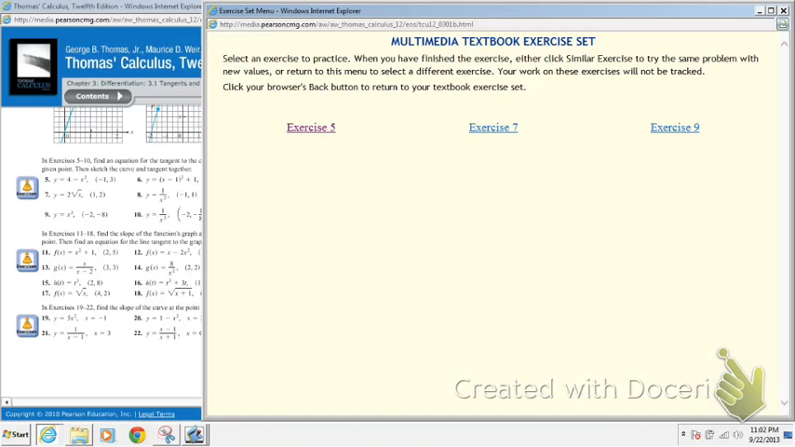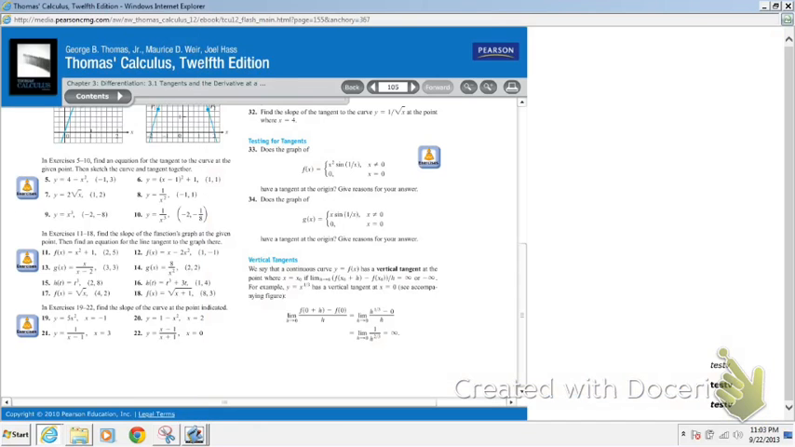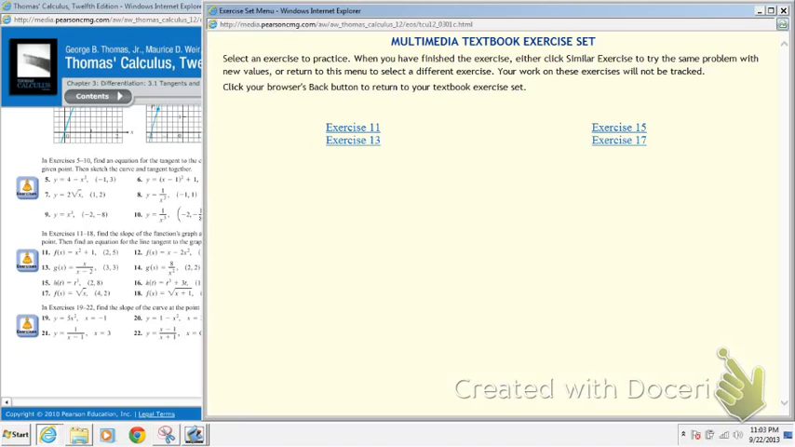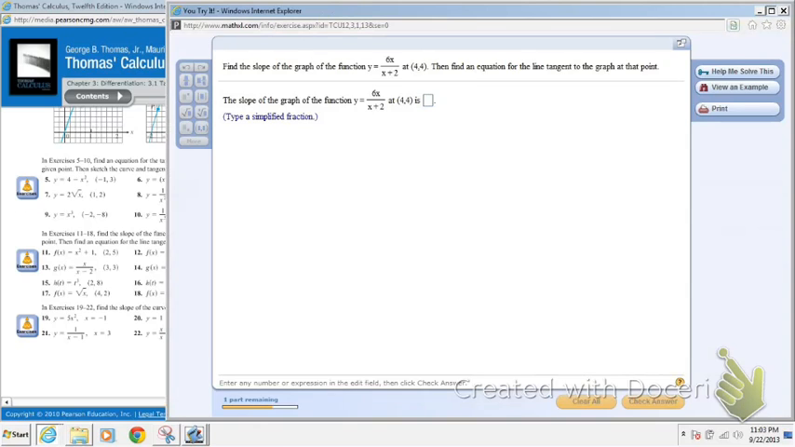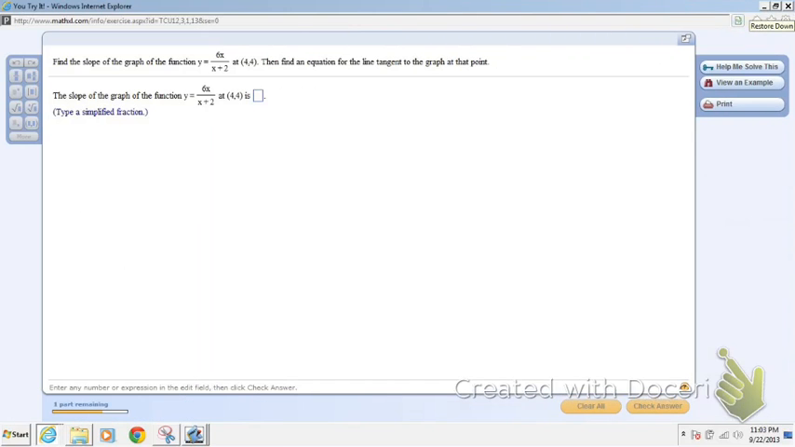Now we want to try the next one on the checklist, which was number 13. Let's see if I can grab that one. This says find the slope of the graph of the function y equals 6x over x plus 2 at (4, 4), and then find an equation of the line tangent to the graph at the point. Now, this one, I know at this moment we're supposed to do the definition of a derivative. We saw the previous example how to do that.